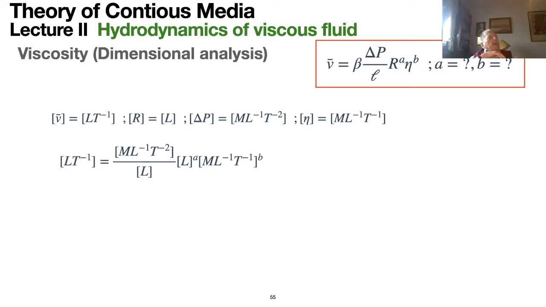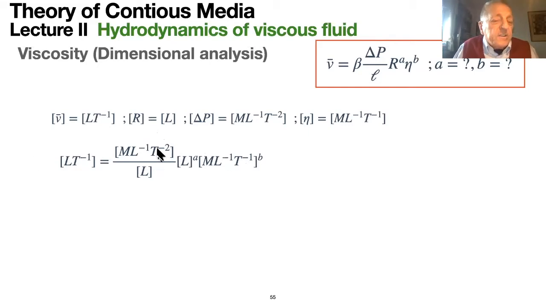We got a complicated expression for those units, L, M, T, and so forth. On the left side, we have a simple expression. On the right side, we have a complicated expression. And some of the units like length, time and mass enter with different coefficients. There is a coefficient A and B, which we don't know. So first, let's concentrate on the dimension of time. Here we have a time to the minus second, and here we have a time to the minus one taken to the power B.